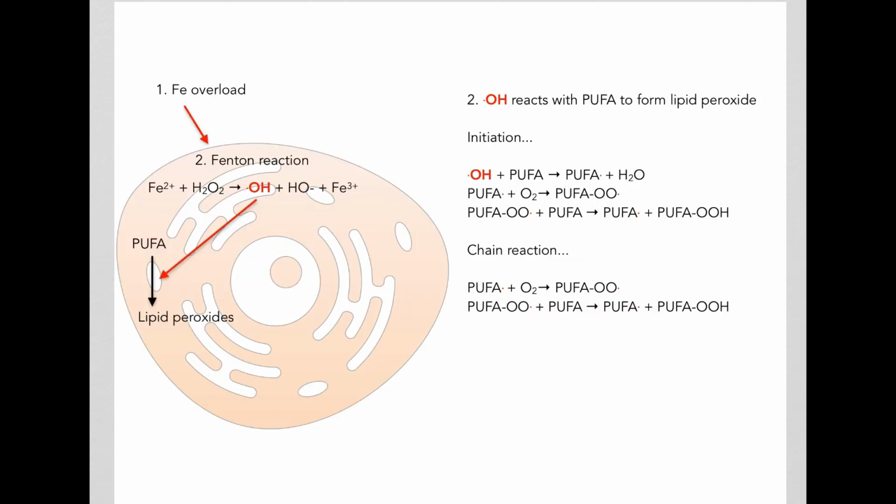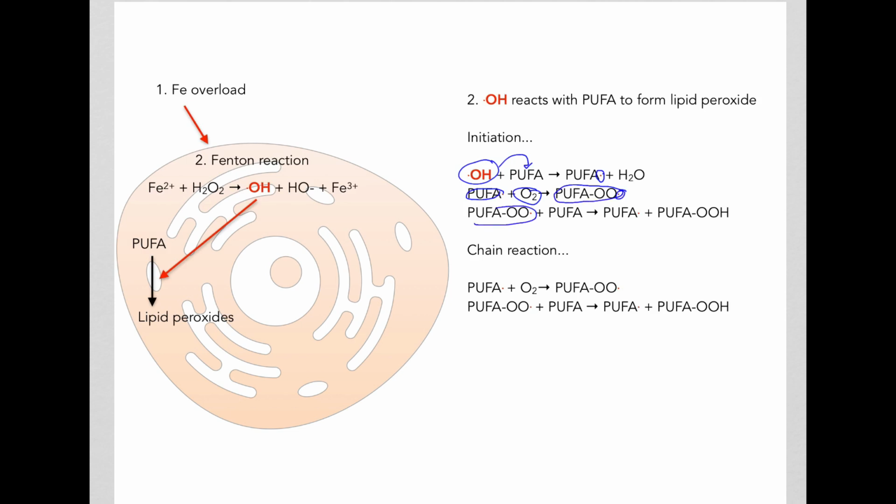Now, one of the effects of hydroxyl radical is that it can react with polyunsaturated fatty acids very easily to convert these fatty acids into lipid peroxides. Okay, so the PUFAs become PUFA peroxides. So in this reaction, the hydroxyl radical will react with the PUFA, polyunsaturated fatty acid, forming a PUFA radical. Now this PUFA radical can then react with oxygen to form PUFA peroxide radical.